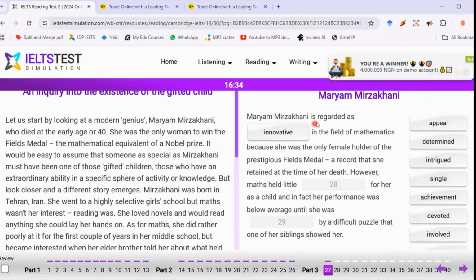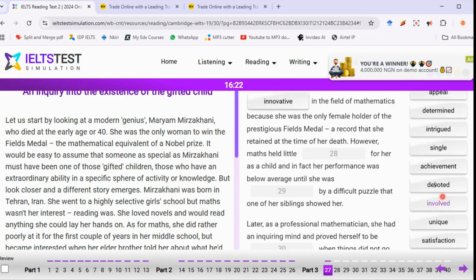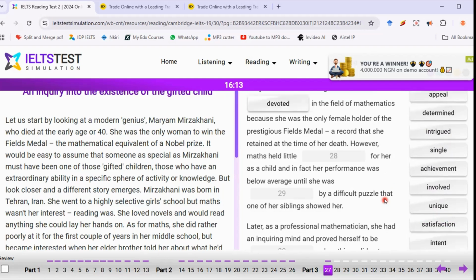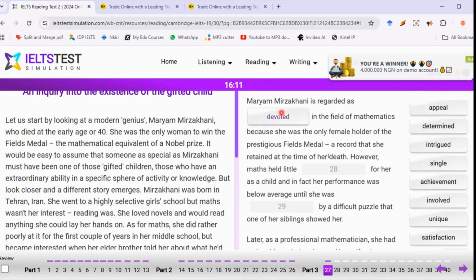Innovative was regarded as innovative. If I want to move it out, I'll just come here and drag it and drop it outside. Or maybe I'll put another one there. Let me see if I want to put devoted there. Then that innovative will be replaced. I think it is either going to be devoted or innovative. It's going to be one of the two.